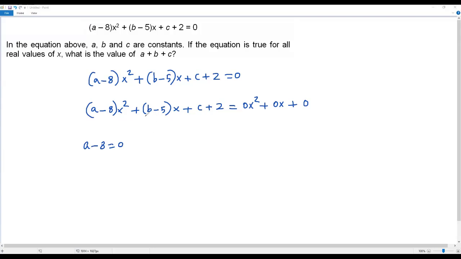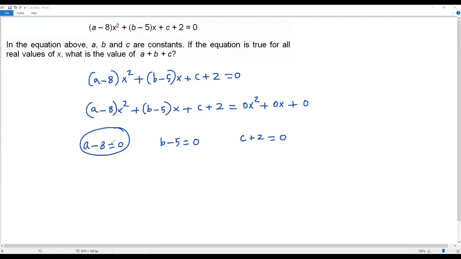And the coefficient of x on the left side is b − 5 and the coefficient of x on the right side is 0. So they must be equal. Then we can write b − 5 = 0. The constant term on the left side is c + 2 and the constant term on the right side is 0. So they must be equal. That is c + 2 = 0.